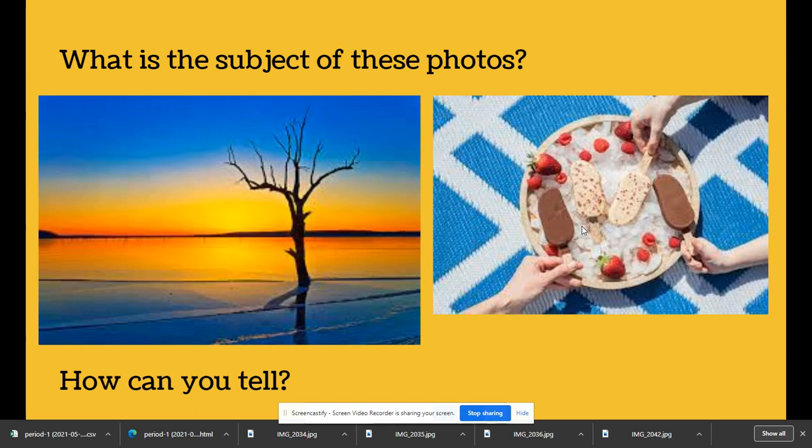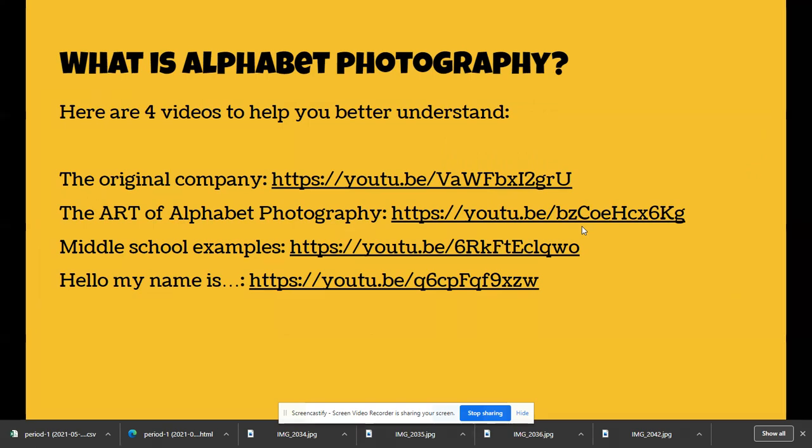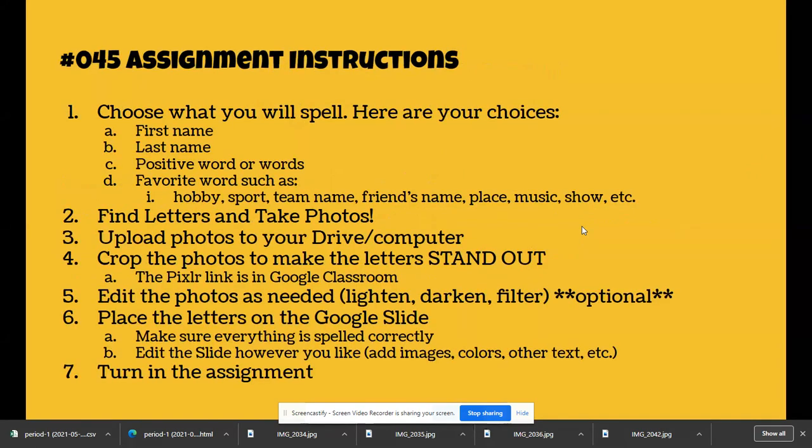So this is the type of picture that we want to have for this assignment because we want to make sure people know what our subject is. We don't want them to say, is that a tree or is it supposed to be the letter L? We want them to know these are letters and how we can see them right away. Good, you guys.